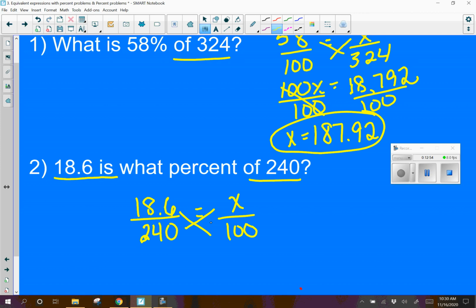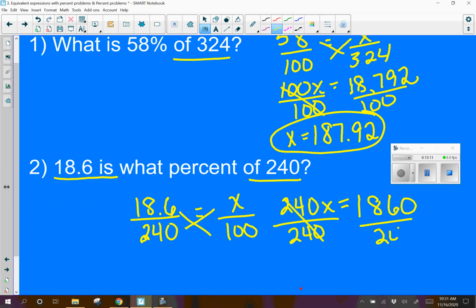So now we're going to solve it the same way. 240 times X is 240X. 18.6 times 100, well, we're just going to scoop our decimal 2 places. That gives us 1,860. And then our last step is to divide both sides by 240. So on my calculator, I'm going to do 1,860 divided by 240, and that leaves me with 7.75. And remember, we are finding a percentage, so that is what your percentage would be.